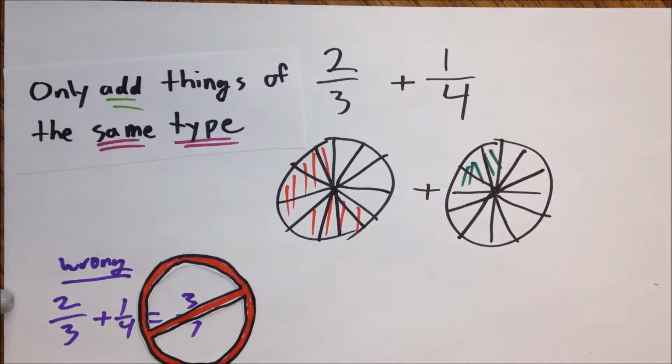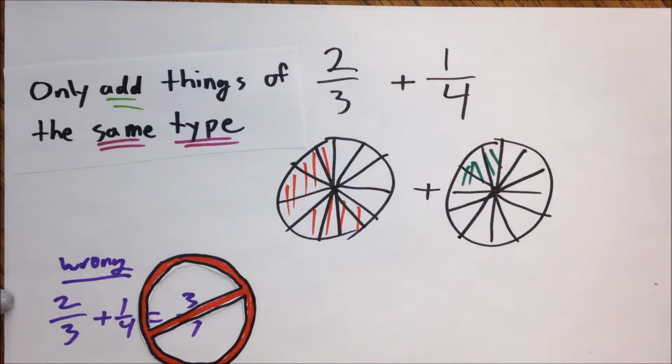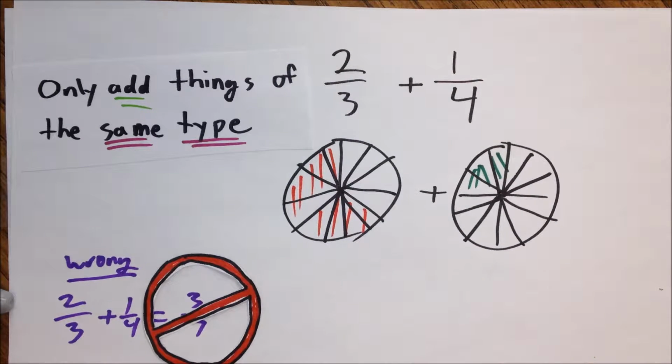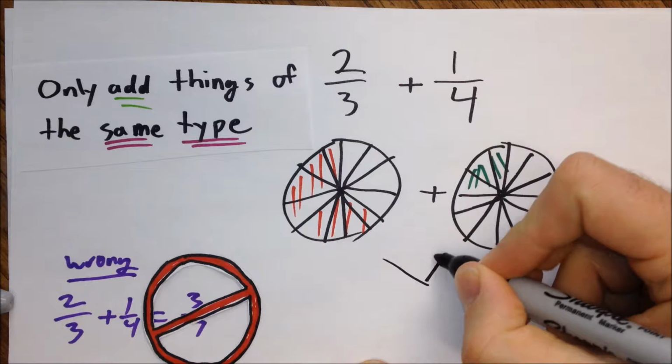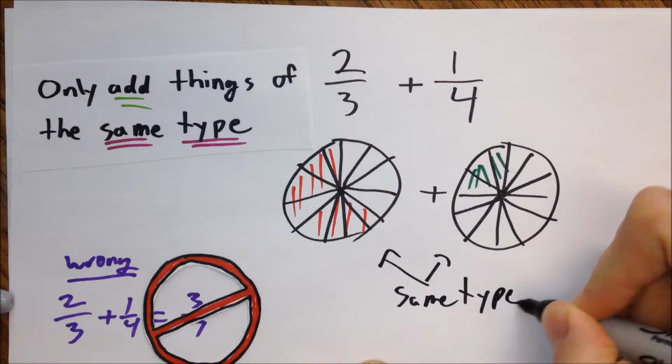If I did it correct, I should have 12 pieces on both sides. Let's see if that's correct. 1, 2, 3, 4, 5, 6, 7, 8, 9, 10, 11, 12. So you'll notice both pieces now have 12 pieces, so now they are of the same type.